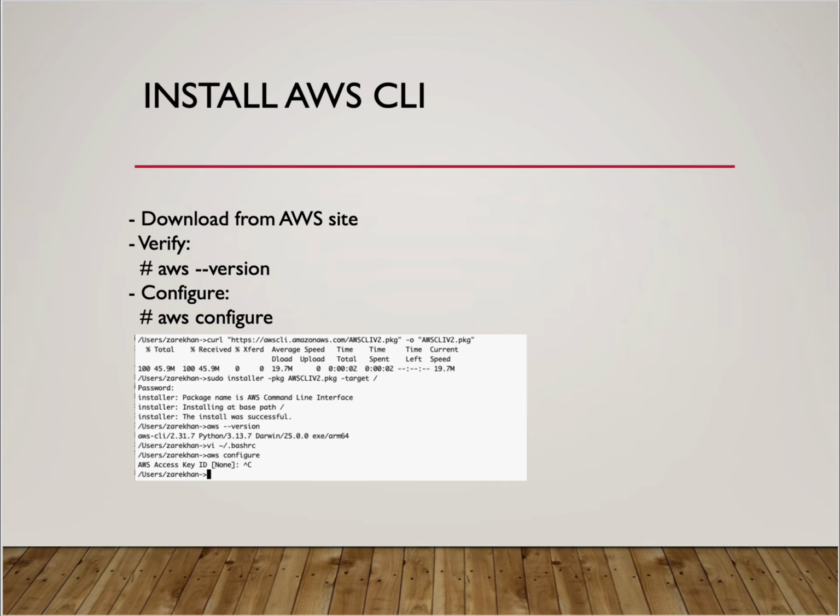After installing the AWS CLI, verify the installation by running aws --version. Then configure it with your credentials by running aws configure. You will enter your access key, secret key, default region, and output format. These steps connect your local environment to your AWS account. Here I have shown a screenshot where I have installed it on my local macOS.